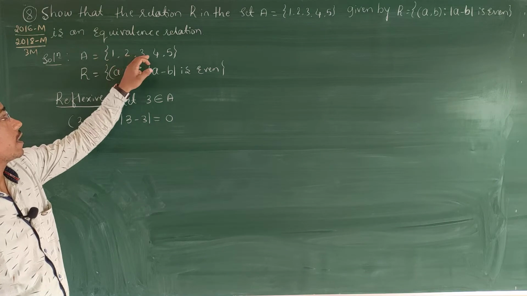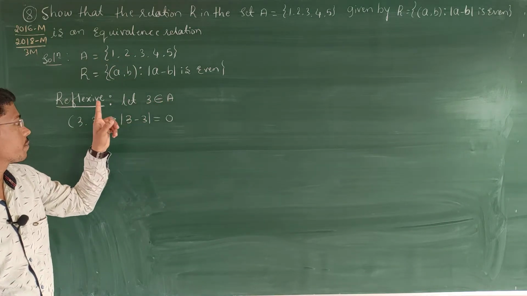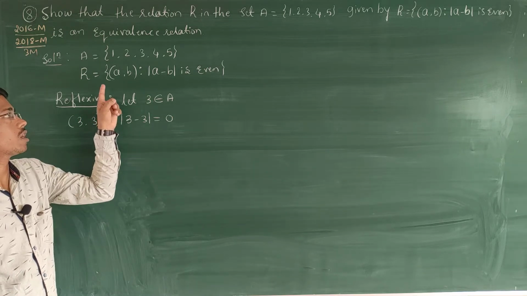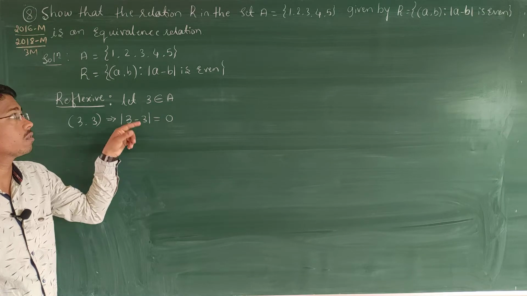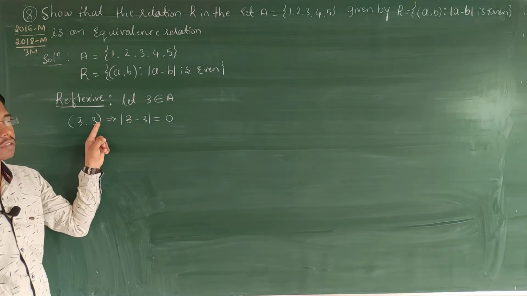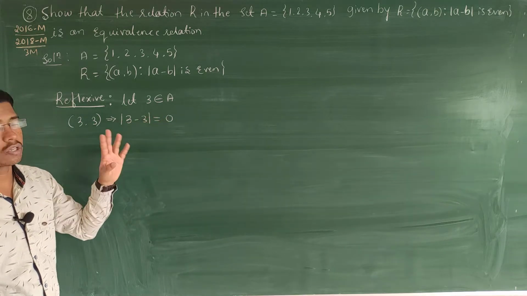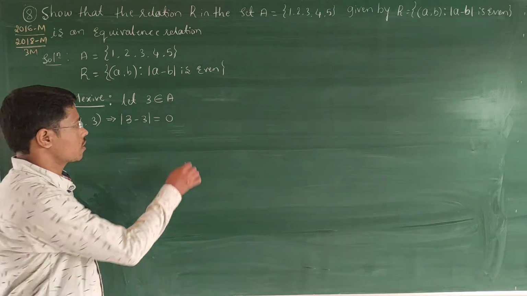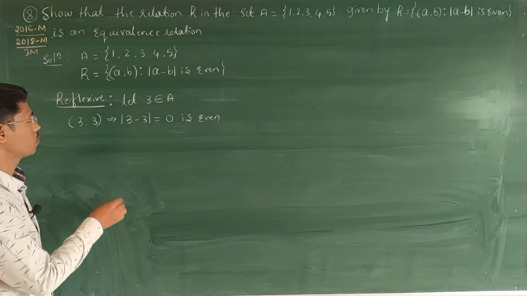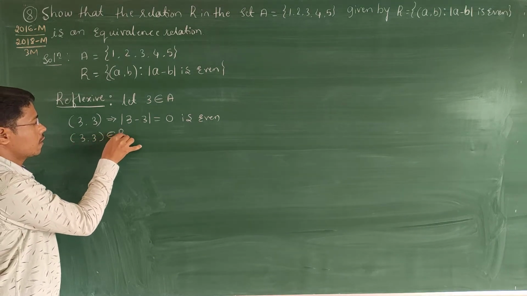So in set A, consider the number 3. 3 belongs to the set A. For reflexive, we consider (3, 3) and check whether (3, 3) belongs to R. So put in |a − b|, where a is 3 and b is 3. |3 − 3| is 0. 0 is an even number, 0 is even. So it means (3, 3) belongs to R.